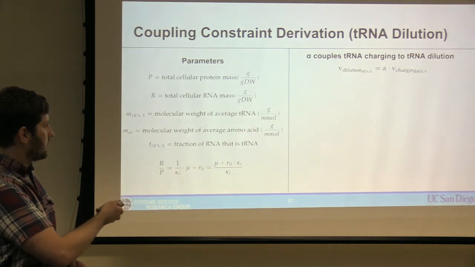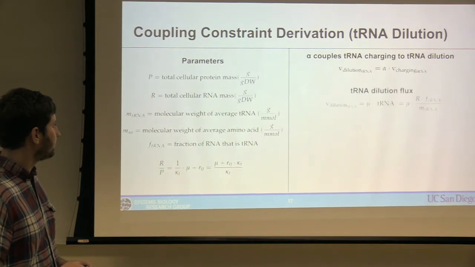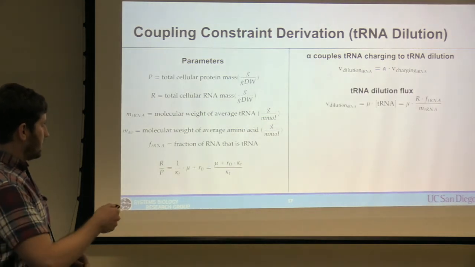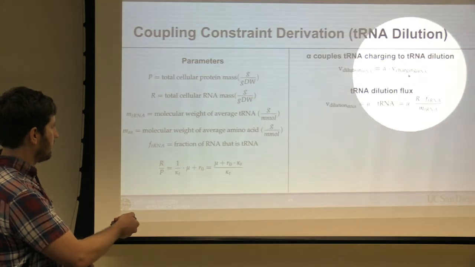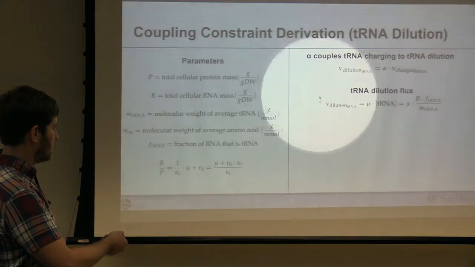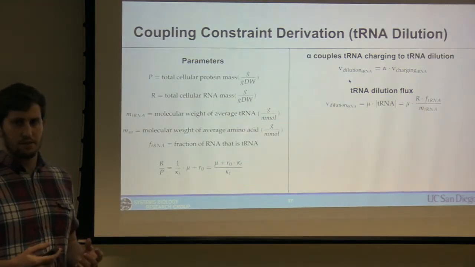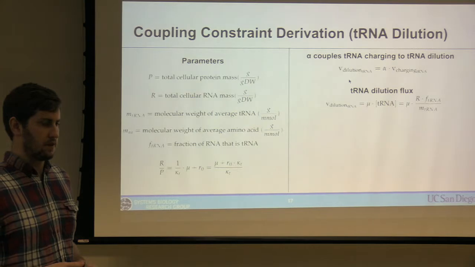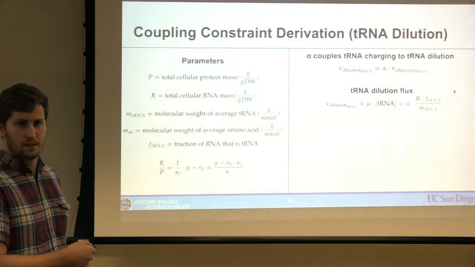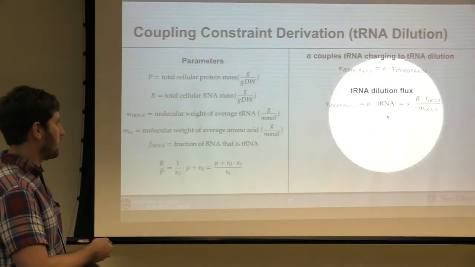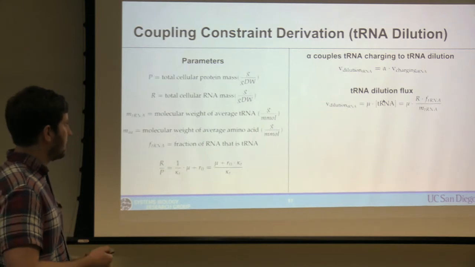And so what we're going to want to do here is solve for alpha, because that's the coupling coefficient. And so now we're going to look at each of these individually. So the rate of dilution here, in this case, is going to be obviously equal to the growth rate times the concentration of tRNA within the cell. So we're going to want this to be in millimoles per gram dry weight hour, because that's the unit of flux in a COBRA model.